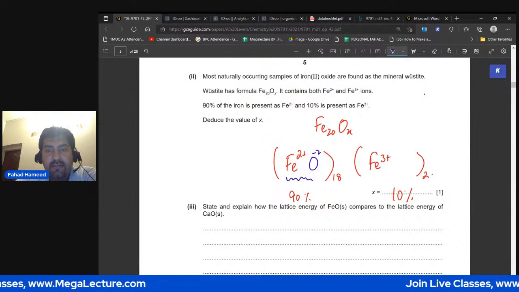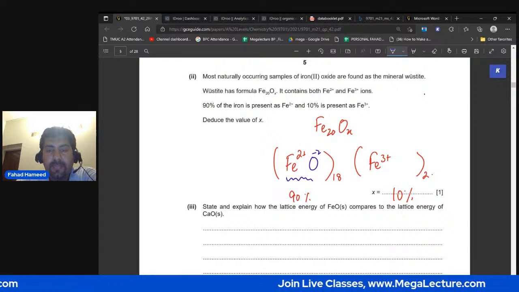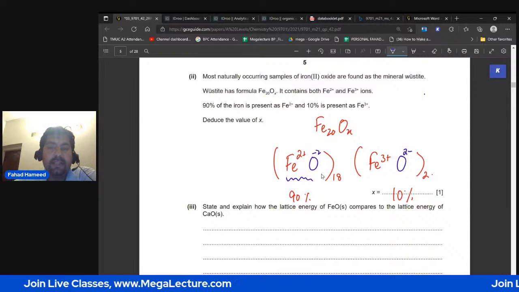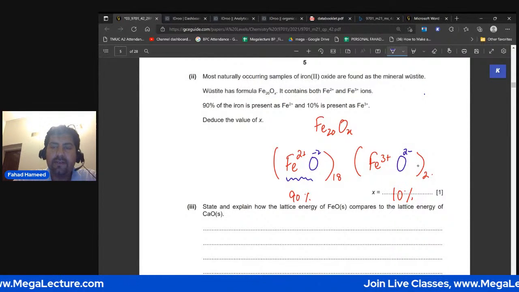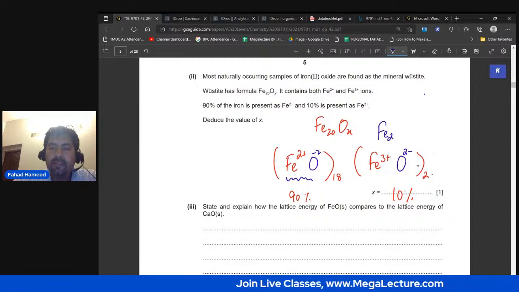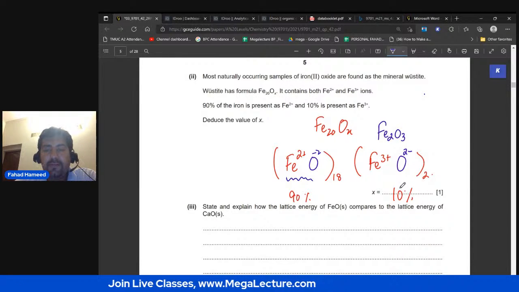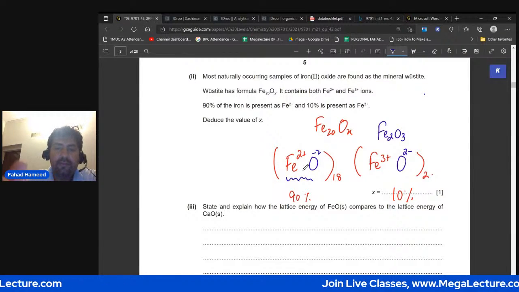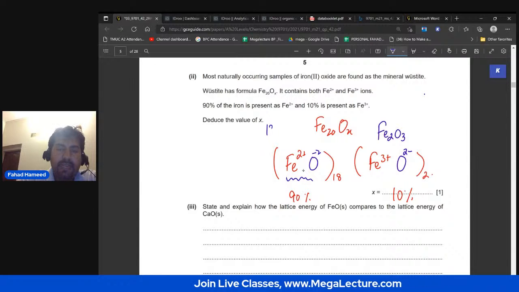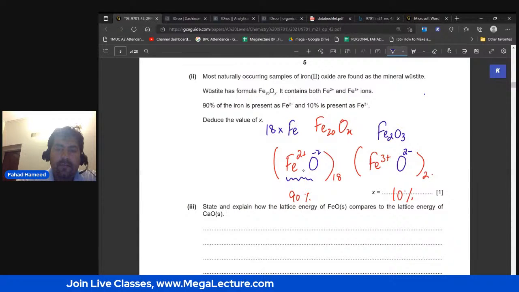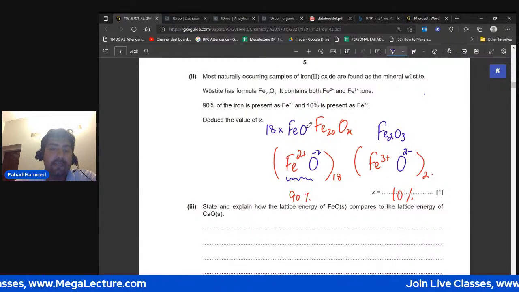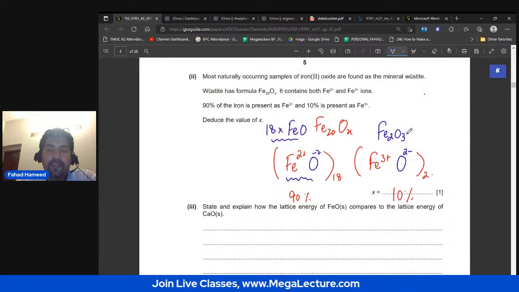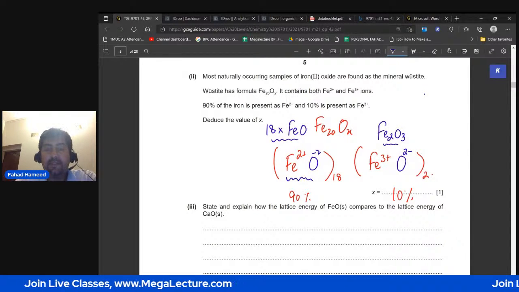On the other hand, I need two Fe3+ ions as well. If I have Fe3+ with oxygen, if you do the crisscross, it's going to come out to be Fe2O3. So that contains two iron ions. And over here, I've got 18 FeOs. The formula of Fe2+ with oxygen is FeO, so I've got 18 of them. 18 of my irons are in the form of FeO. Two of them are in the form of Fe3+. So they're going to make this formula.